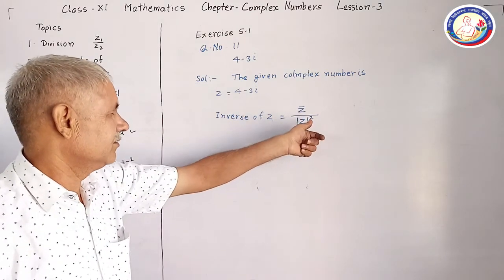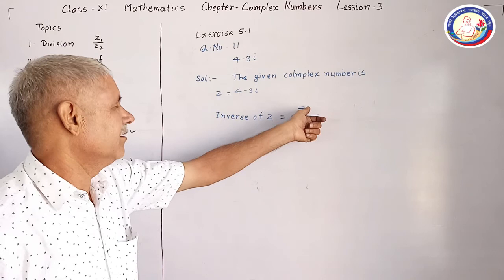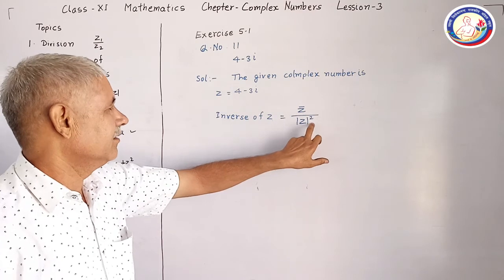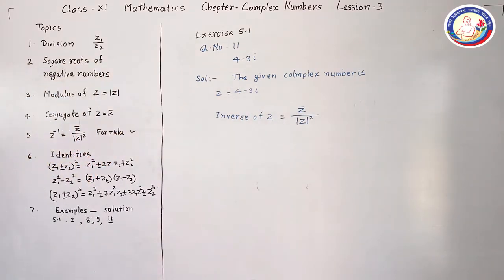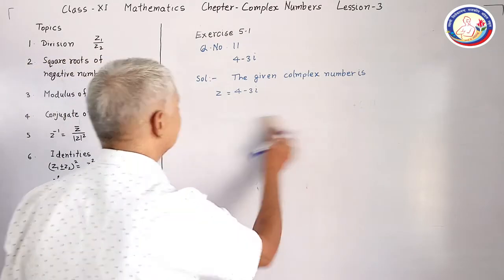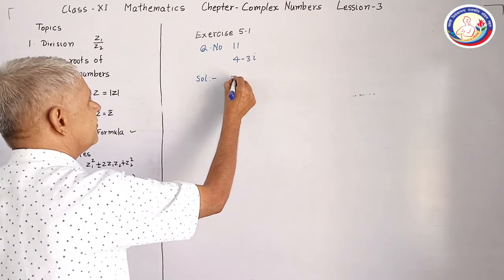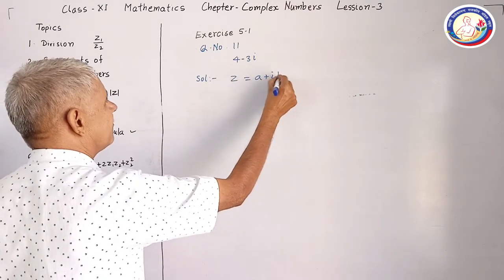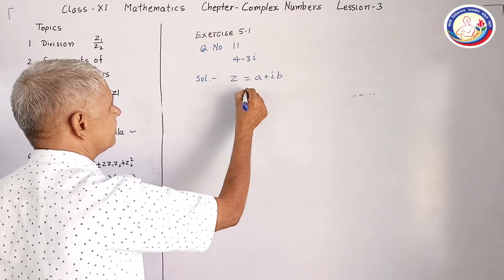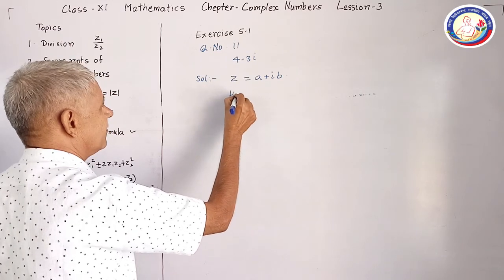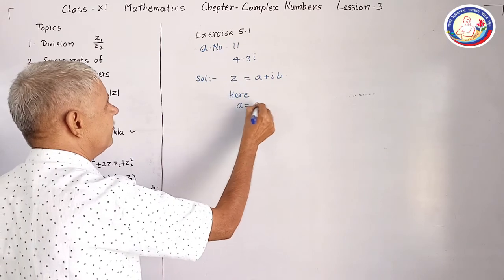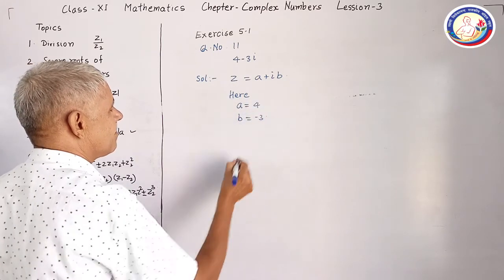We will first find or determine these two quantities: first the conjugate of z and then the modulus of z. So if you use this formula, what will we do? First of all, here z equals a plus ιb. Here a is equal to 4 and b is equal to minus 3.